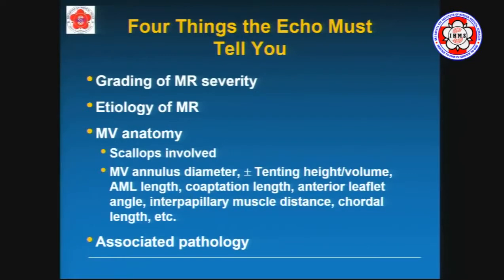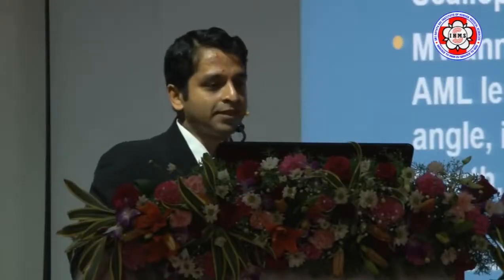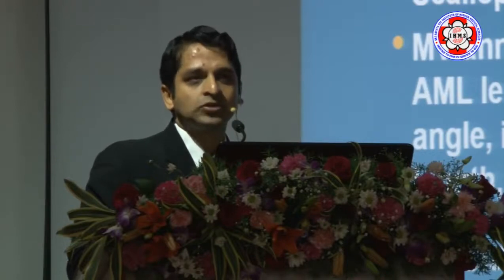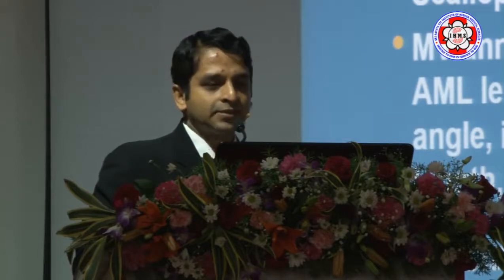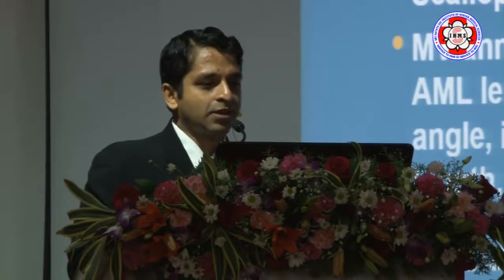So let me put it in our modern internet terminology: 4 things the echo must tell you. First, you need to know the grading of MR severity. Second, you need to know the etiology of MR, and that not only includes the Carpentier classification that you just heard, but also the more distinctive etiologic classification. Third, the mitral valve anatomy, and I like Dr. Mohanty's description of doing the segmental analysis of the mitral valve. And then finally, any associated pathologies such as LV size, LV function, what is the LA size like, are there any associated valvular pathologies, left atrial appendage thrombus, and so forth.